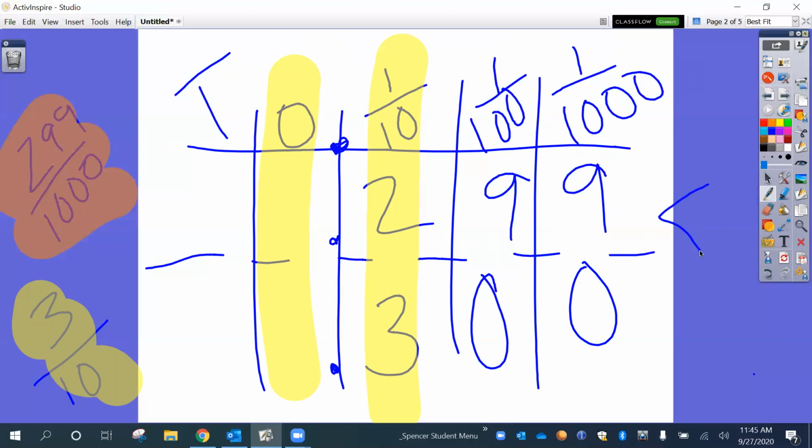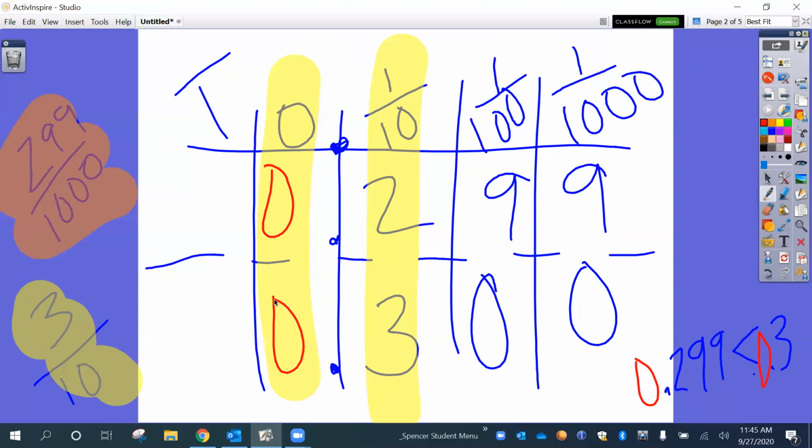So I'm going to rewrite this as a sentence. 0.299, or 299 thousandths, is less than 0.3. And I really should be putting a 0 in front of those decimals. That way we definitely know there are 0 whole numbers, and 299 thousandths is less than 0 wholes and 3 tenths. So I'll get better at putting those. Hopefully you remember as well.